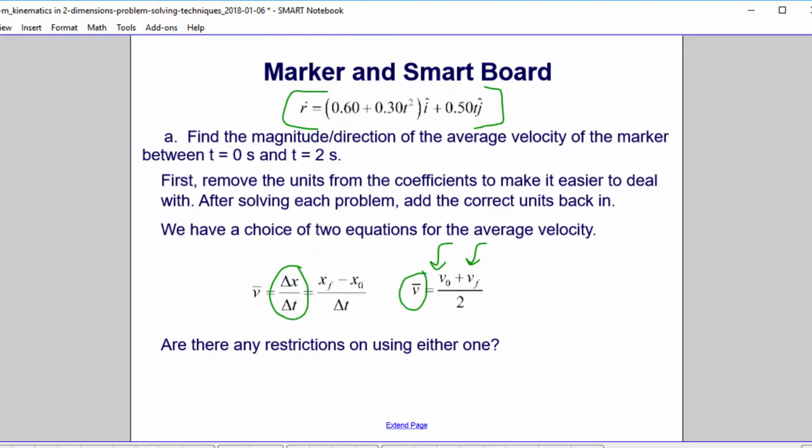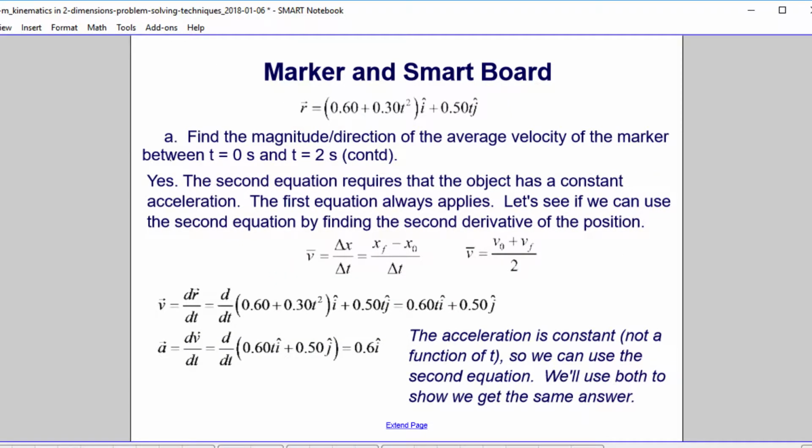Are there any restrictions on using either one of these? Yes. The second equation, this one here, requires that the object has a constant acceleration. The first equation always applies, that's the definition. Let's see if we can use the second equation by finding the second derivative of the position.